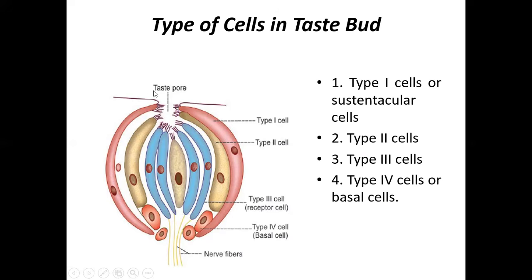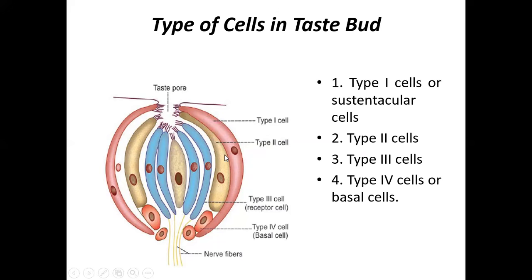And on top of the tongue there's an opening that goes into the taste bud. It's known as the taste pore. Inside there, the cells just adjacent to the opening of the taste pore are what we call type 1 cells. These type 1 cells and the type 4 cells are known as the sustentacular cells or the supporting cells. Their main job is support.